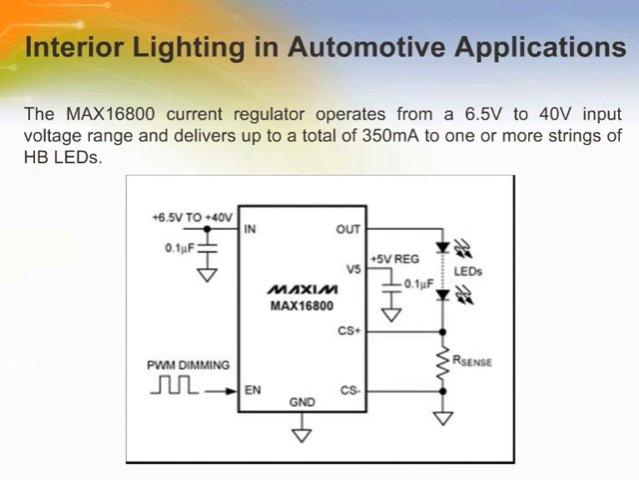The MAX16800 has a high input voltage range, up to 40 volts, so it can connect directly to the car battery without needing further protection against voltage surges caused by load dumps on the battery network. The device generates a constant current for the LEDs that can be set by the sense resistor, R sub sense, in series with the LEDs.